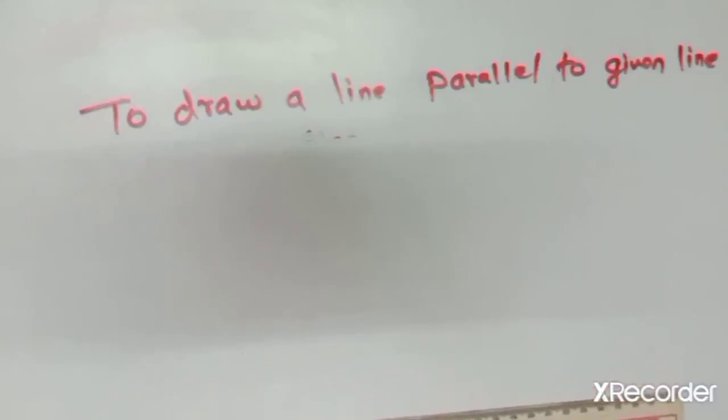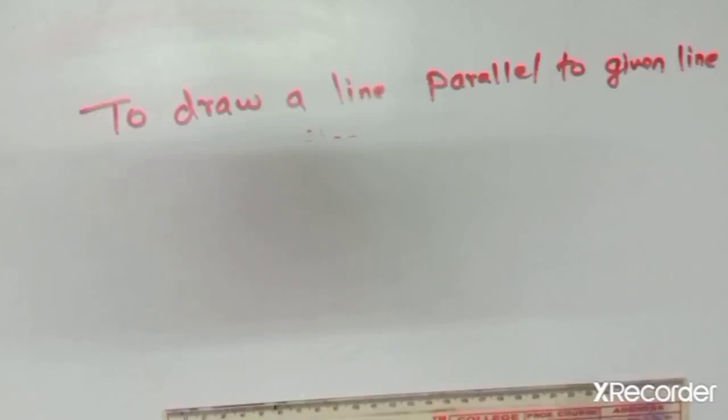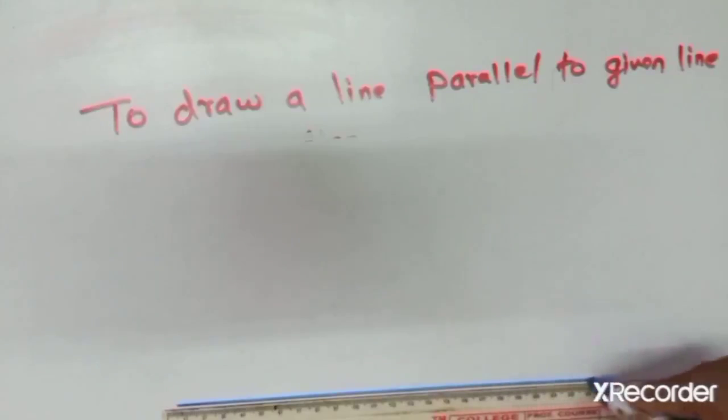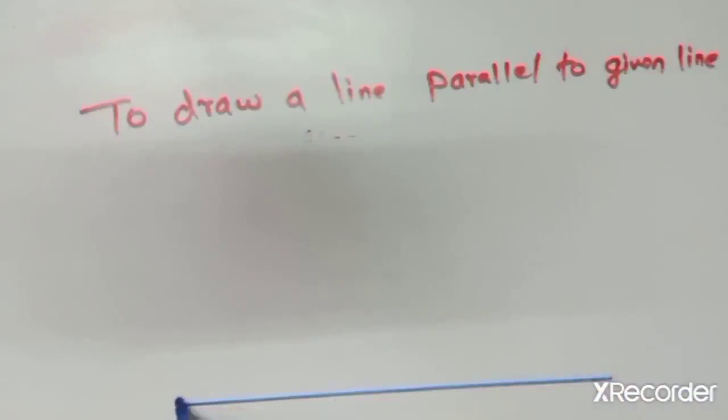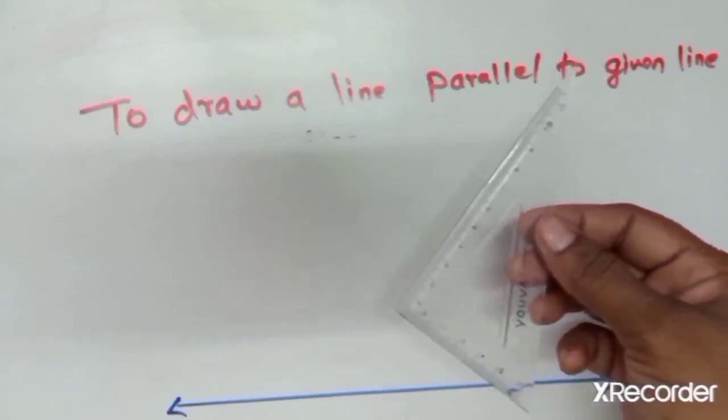Suppose here, let us draw your line L as any one line. Okay, and now we have to draw a line parallel to line L. Now whenever we are going to make use of set square, both set squares make an angle of 90 degree.